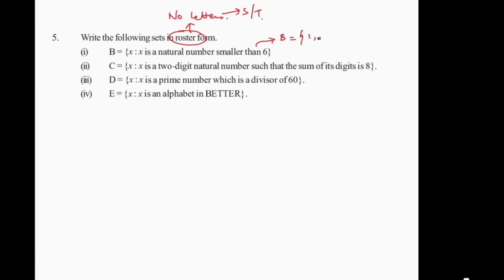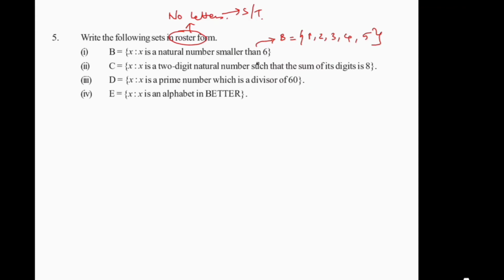So what is the set of natural numbers less than 6? 4 and 5. So this is your 4 and 5. So the set of natural numbers is B equal to {1, 2, 3, 4, 5}. Let's look at C.